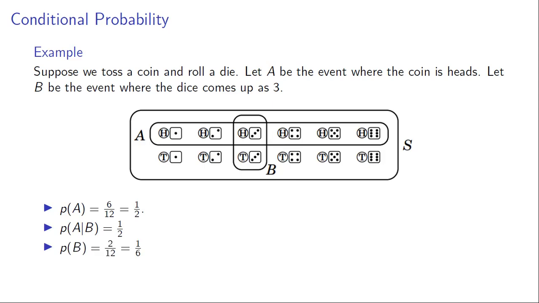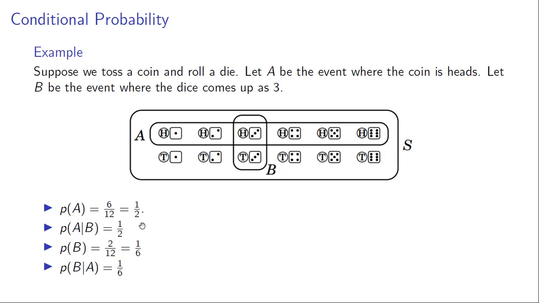Next, what is the probability of B? B has a total of 2 elements, and the entire sample space has 12 elements, so the probability of B is 2 divided by 12, or 1/6. Now, what is the probability of B given A? If we're restricting ourselves to A, and we would like to know the probability of B, there's only one way for B to come out, and A has a total of 6 elements, so this probability is 1/6.